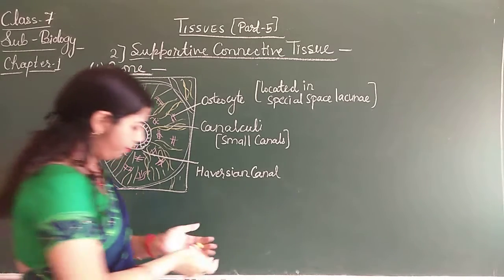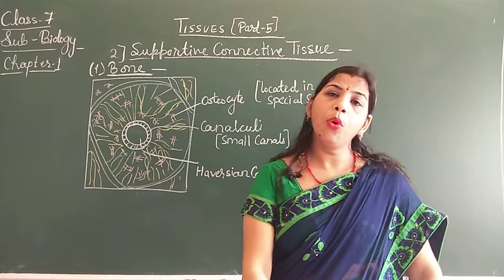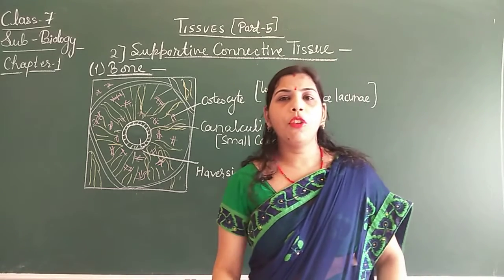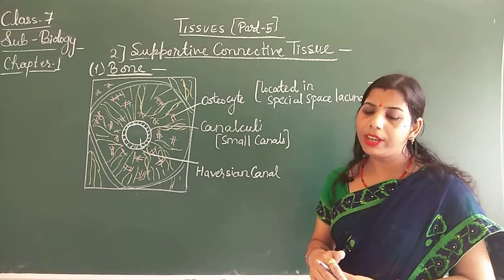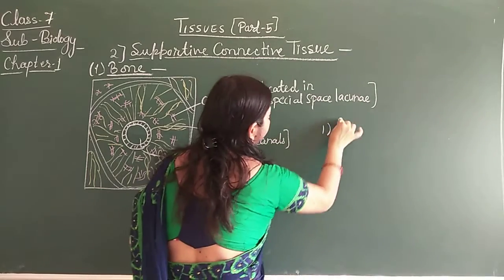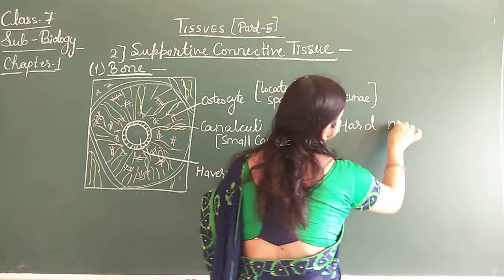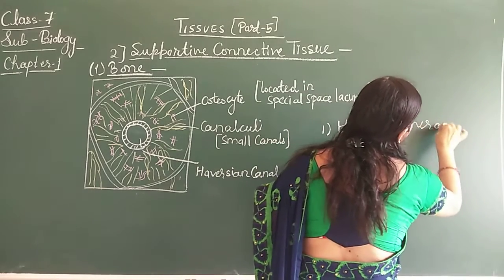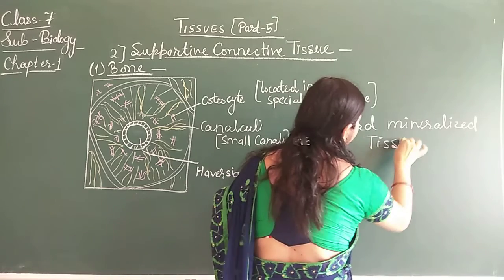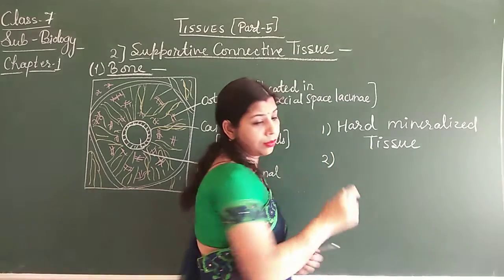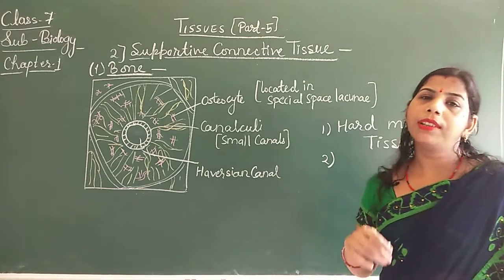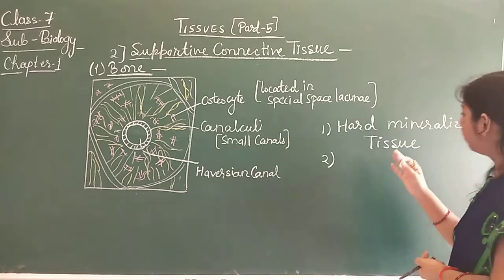Now, bone, as you all know, is a hard part of our body and it is made up of different types of minerals. That means it is a hard mineralized tissue. This tissue mainly has minerals like phosphorus, calcium and magnesium.